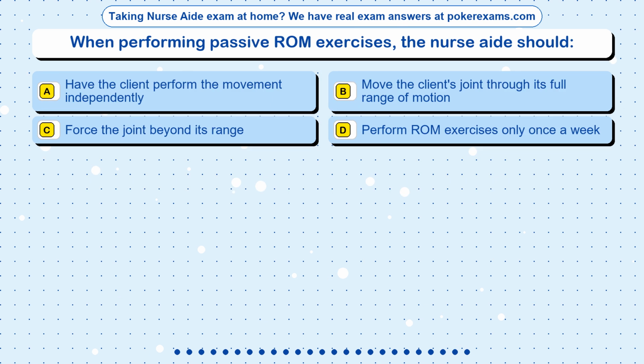Question 23. When performing passive ROM exercises, the nurse aide should: Option A, have the client perform the movement independently. Option B, move the client's joint through its full range of motion. Option C, force the joint beyond its range. Option D, perform ROM exercises only once a week.